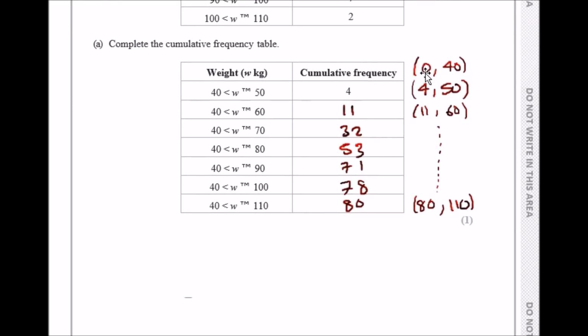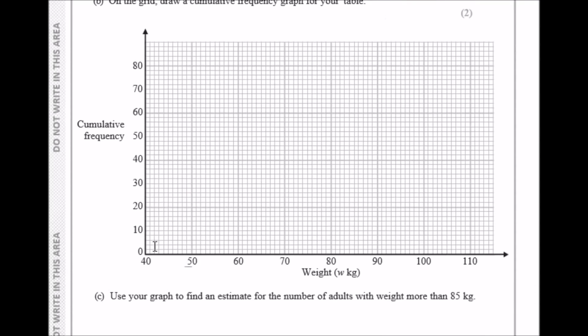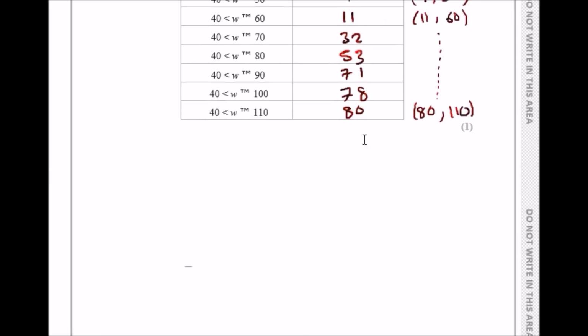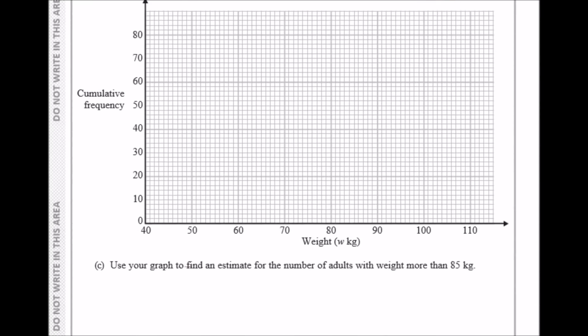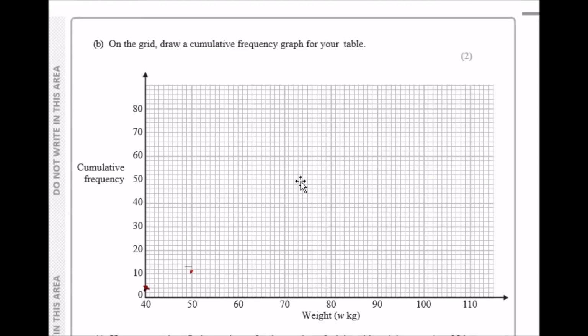So we've got 0, 4, 11. We're going up in 10, so that's easy. So we can do 0, 40, 11, 50, and so on. So let's look at these figures here. We've got 4, 11, 32. So at 40, we're going to have 4, 40, 0. So 4 would be here. Up to 50 kg, we're going to have 11, so 11 should be between here. Remember, we're going up in 2s here, yeah? These little squares go up in 2.